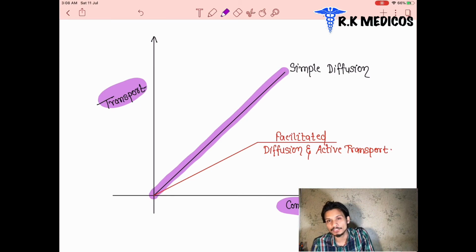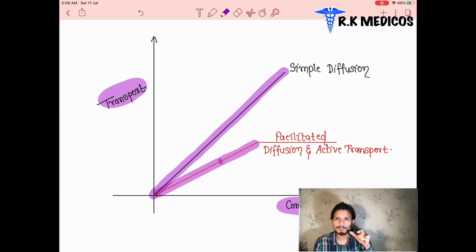What happens in facilitated diffusion? There is a limited amount of carrier proteins present in our cell membrane. It means a limited amount of molecules can pass through it. Suppose that initially the concentration will be 50 and the transportation will be 50 to 50, but after some time the concentration of the molecules will increase. Suppose the molecules will be 500 and the channels will be the same, 50. After some time some saturation happens. There is some stoppage in the passing molecules, and this term is called saturation kinetics.